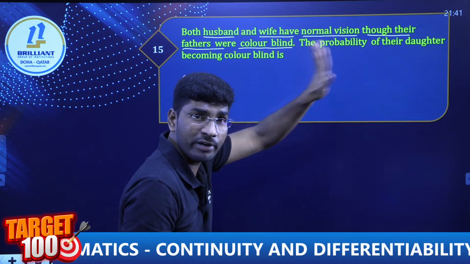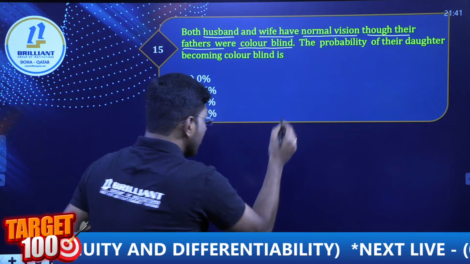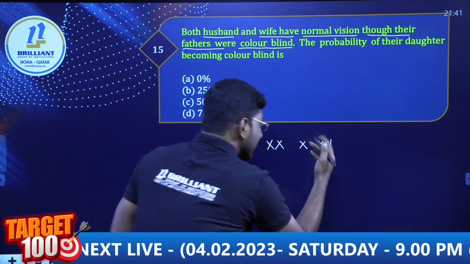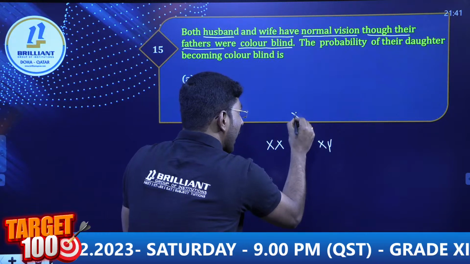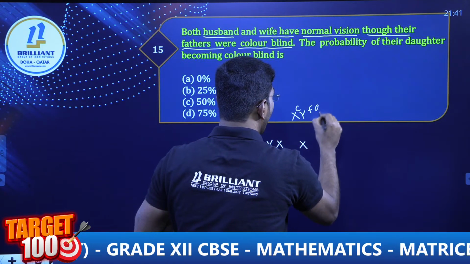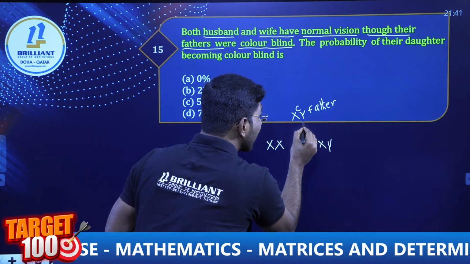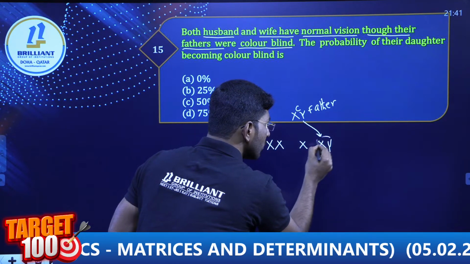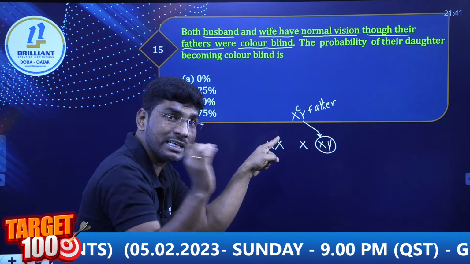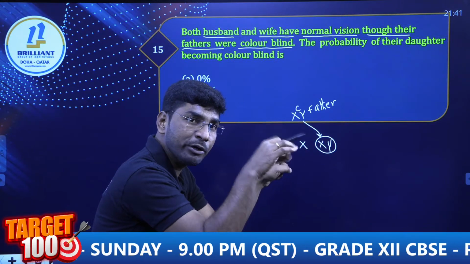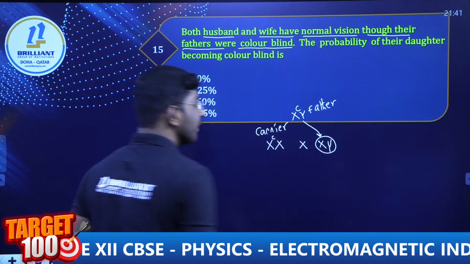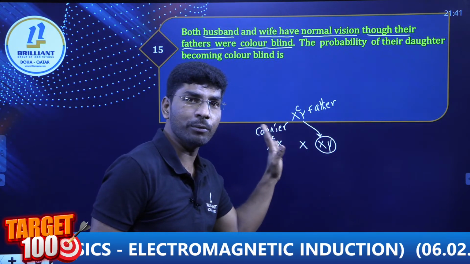That means they don't have a color blindness problem. I can write here X X with X Y, but their father was color blind. That means X^c Y. Look at what they have given here. A father cannot transfer this disease to a son, so the son is normal here. A father can transfer the affected gene to a girl, that means a daughter. So here I can write this woman is a carrier. Am I clear? Now can you do it?